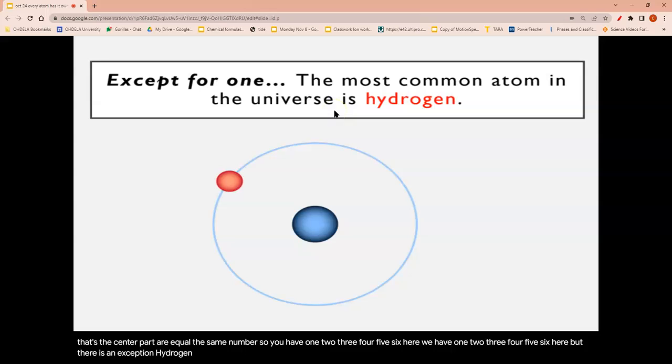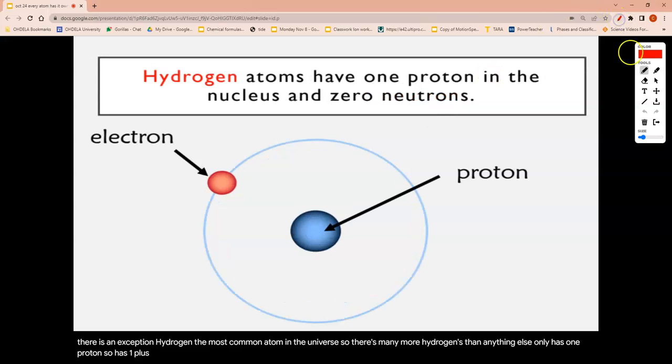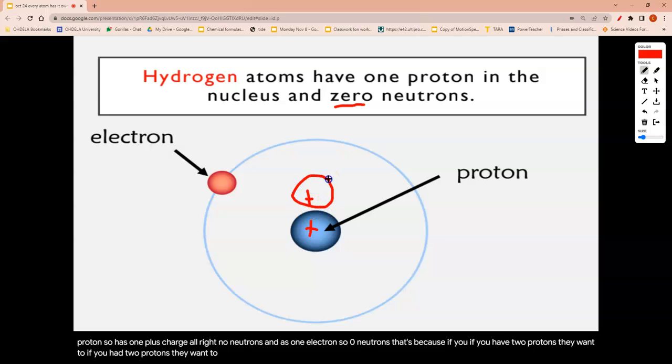The hydrogen, the most common atom in the universe, so there's many more hydrogens than anything else, only has one proton. So it has one plus charge. All right, no neutrons. And it has one electron. So zero neutrons. That's because if you had two protons, they want to repel each other. They push away from each other. You need to have those neutrons in there to hold them together. That's what helps hold them together. Okay?